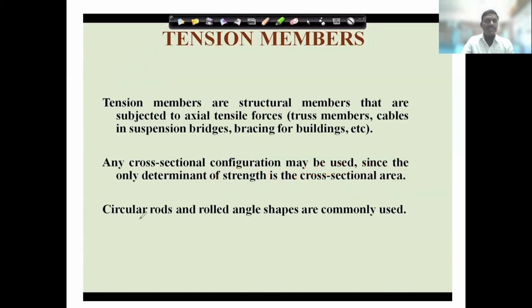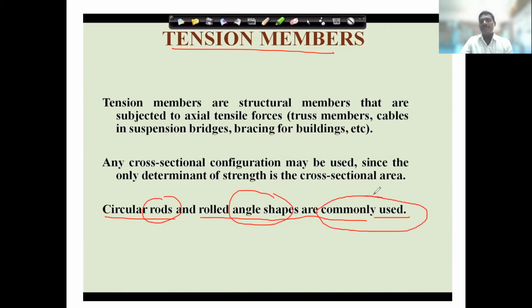And circular rods, rolled angle shapes are commonly used as tension members. So as a tension member we can provide a circular rod or an angle section, and these are what we commonly use. Got it? Commonly we can use rods and angles as a tension member.